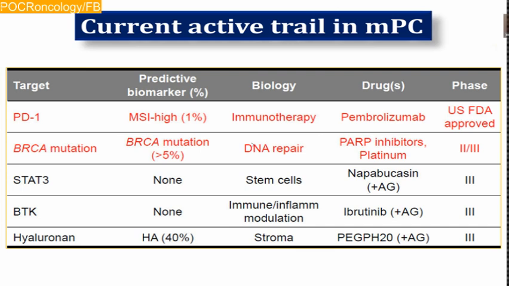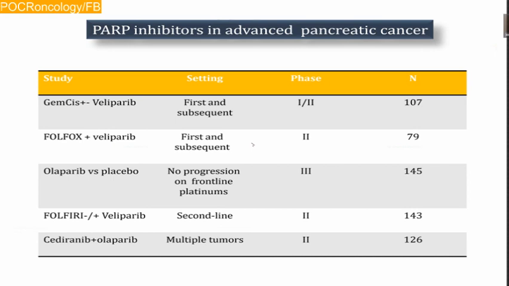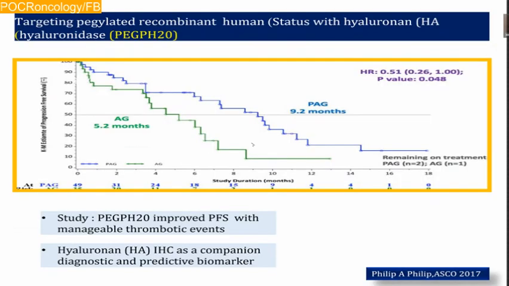Number two, the BRCA mutation was almost 5%, and then STAT3 and hyaluronan, and we're going to discuss this in a minute. So for the PARP inhibitor and the BRCA antagonist, we have a lot of medications going on in phase 1 and phase 2 trials, and hopefully we'll see the results in the coming 2 years.